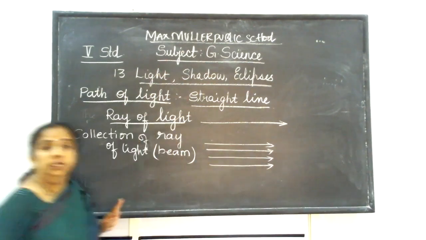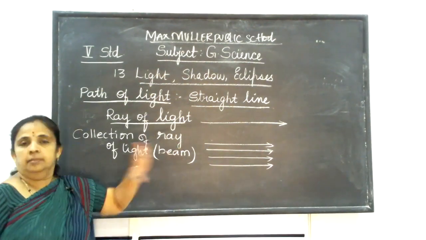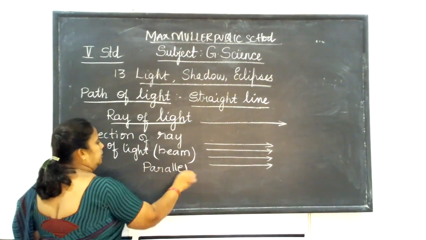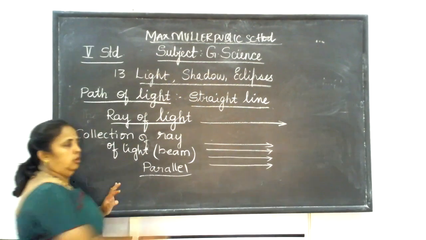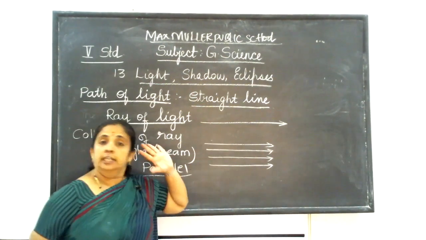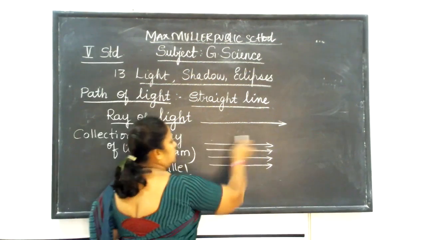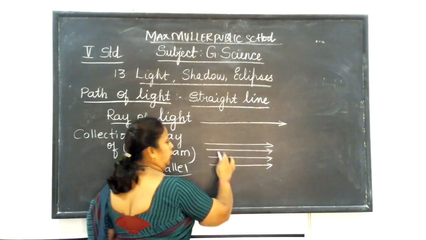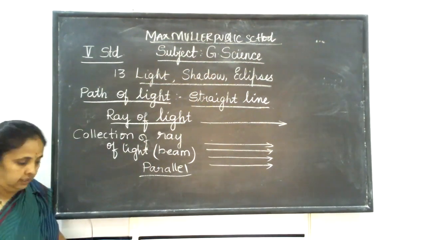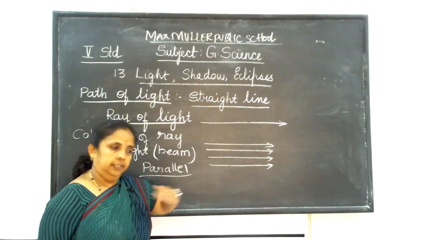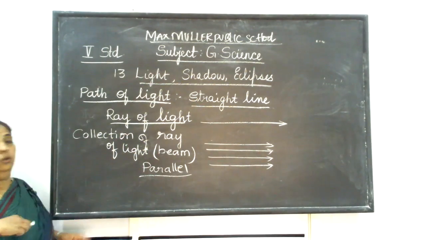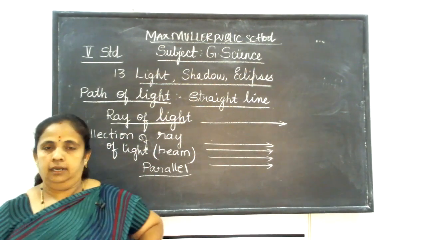This is called a beam of light, and this beam of light will always be parallel. In geometry, you have studied parallel lines. Do you remember? The lines move together, but they will not meet. Such lines are called parallel lines, like the railway track. The track goes along the road but it will not meet. These beams of light are parallel to each other.